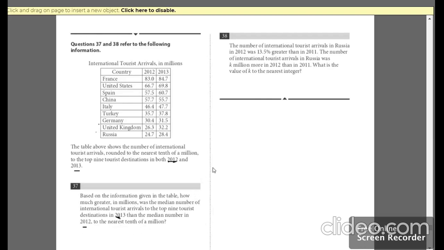So for the median, as we know, the number of countries is 9, which is odd. If the median is over here, 8 means 4 equally divided on each side, and 4 plus 1 is the 5th. Just work it out either from top or bottom: 1, 2, 3, 4, 5, Italy. They have asked us the difference, so 46.4 and 47.7, the difference between the 2 years will give you 1.3. They've asked us the answer to the nearest tenth, so 1.3 is the answer.